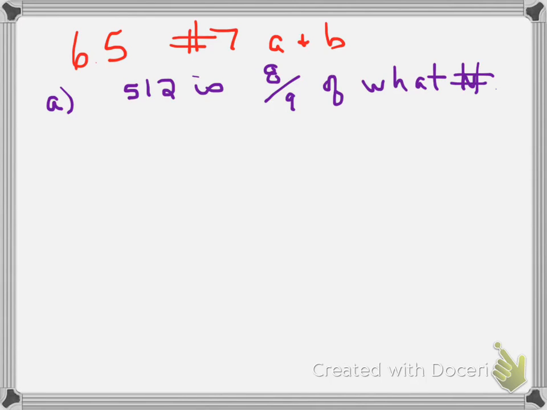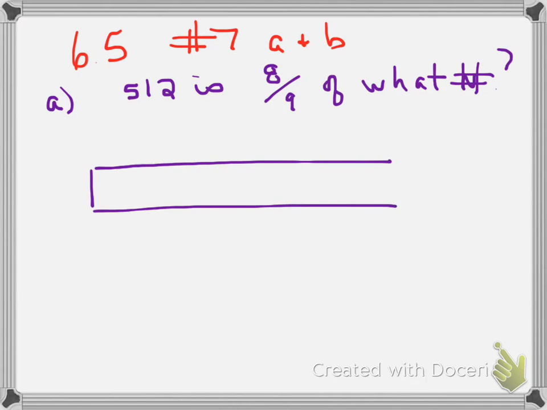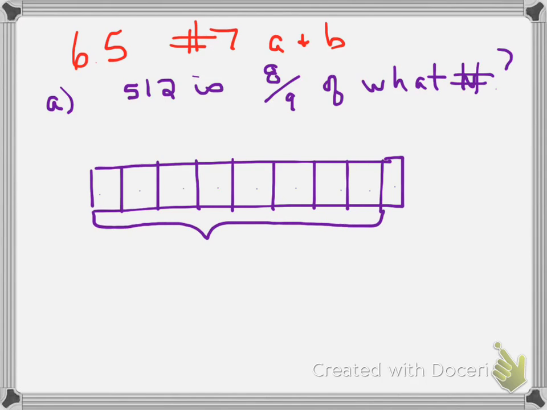I'm just going to write it like that. Okay, so I need to draw a picture. So here's my picture. This represents the whole, and I have 8/9 of it. 1, 2, 3, 4, 5, 6, 7, 8, 9. So that's my whole, and I have 8/9 of it. So I know all of this is 5/12.